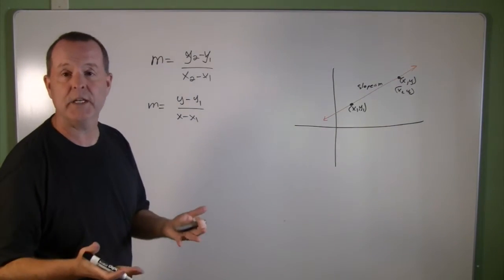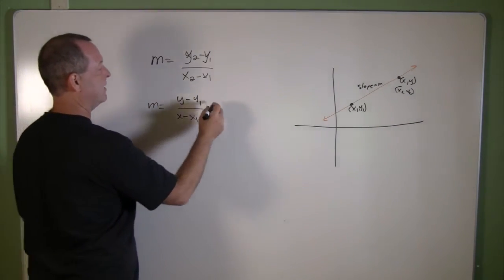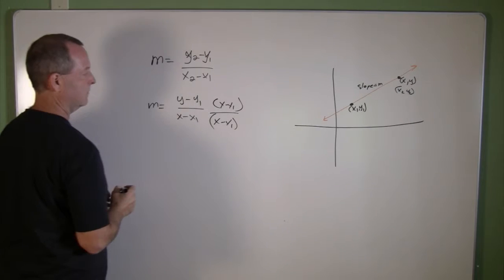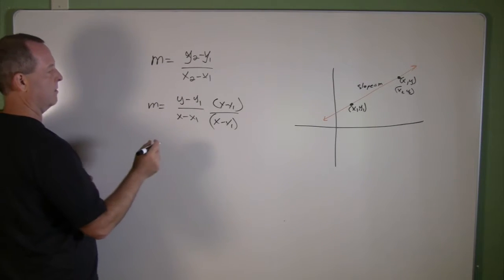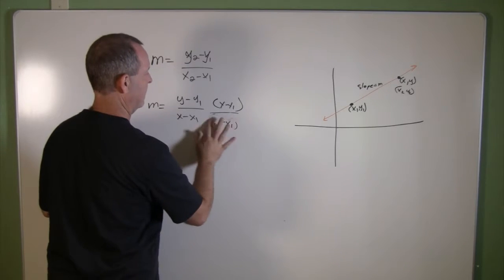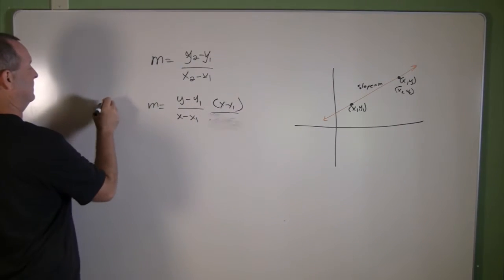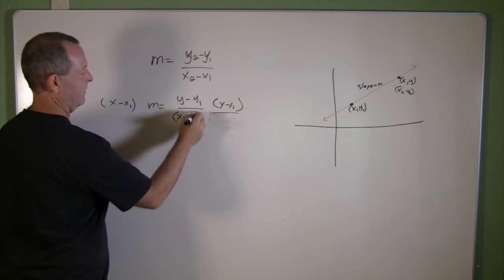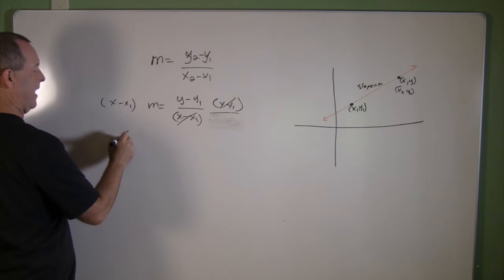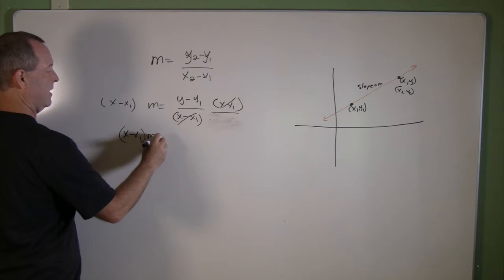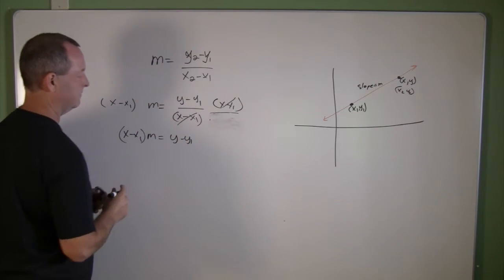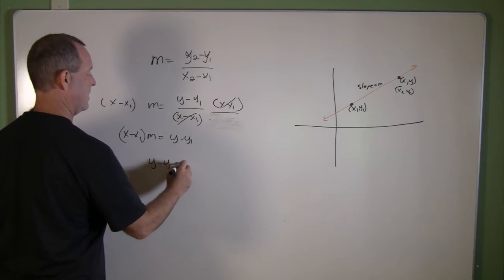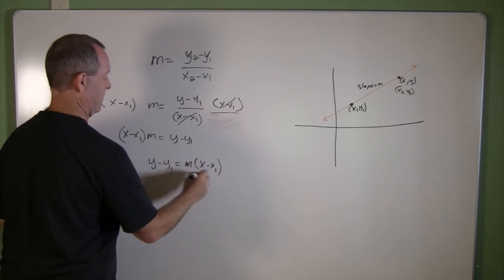So let's solve this equation. Let's remove the fractions. So I'm going to multiply both sides by x minus x1. When I said multiply both sides by that, that's what I meant. So that cancels, and I'm left with x minus x1 times m equals y minus y1. And then I'm going to rearrange that. So I'm going to have y minus y1 equals m times x minus x1.